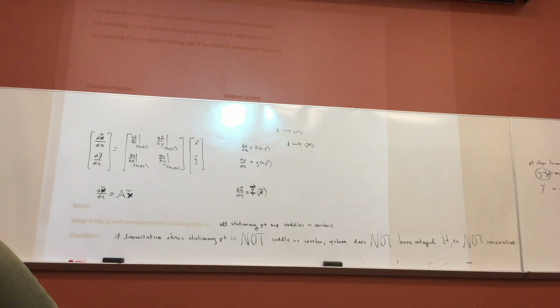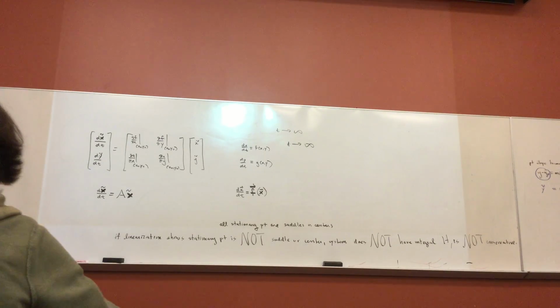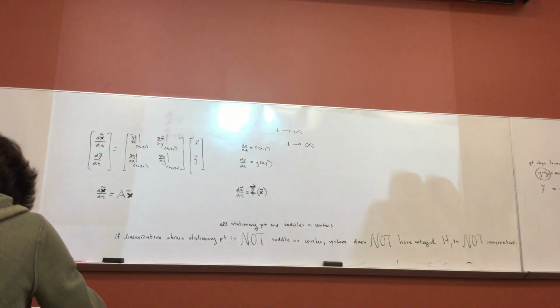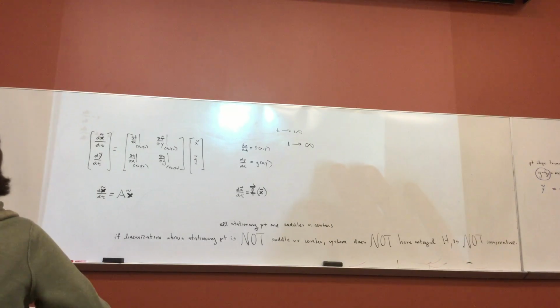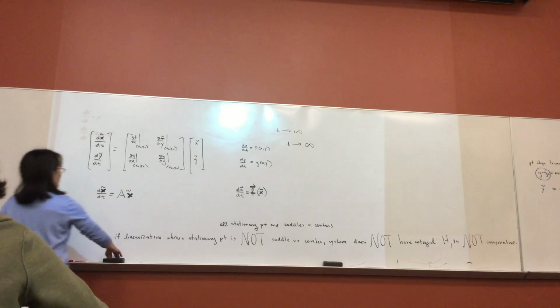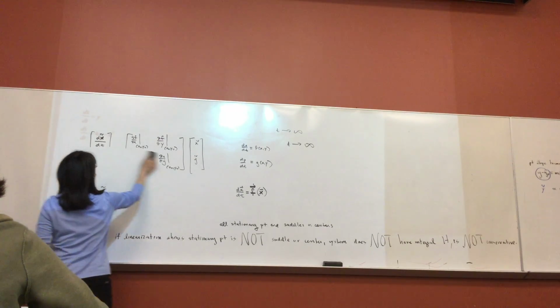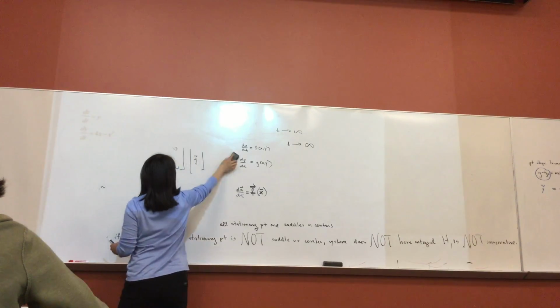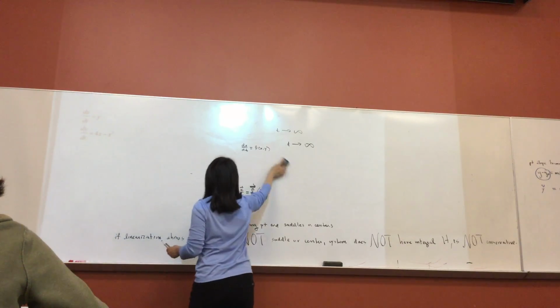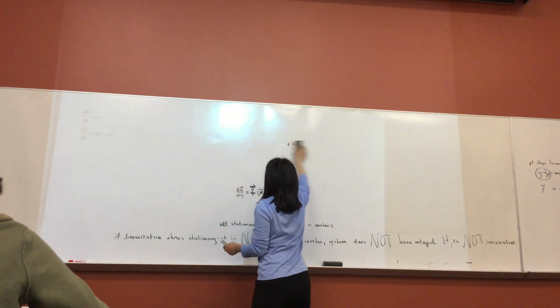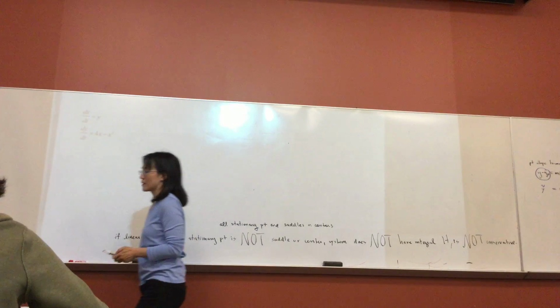So let us go ahead now and actually do a problem. This is the problem we did last time. We did it using the Hessian. Now we're going to do it with the Jacobian. So let's go ahead. Take a look at this.